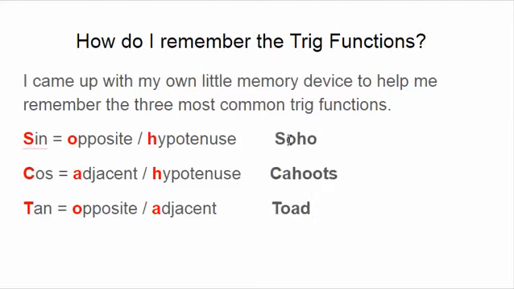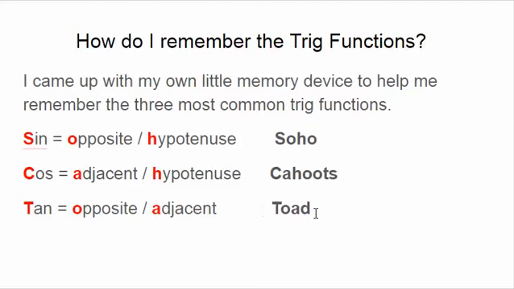And I came up with this. Soho, it's a word that I already knew. It's a place in London and a place in New York City. And then I already knew the word cahoots, C-A-H, so if I remembered the word cahoots, that would help me remember cosine is the adjacent divided by the hypotenuse. And what word did I know that started with T-O-A? Well, that would be toad, T-O-A-D. And so I just thought, what do I know about Soho, cahoots, and toads?